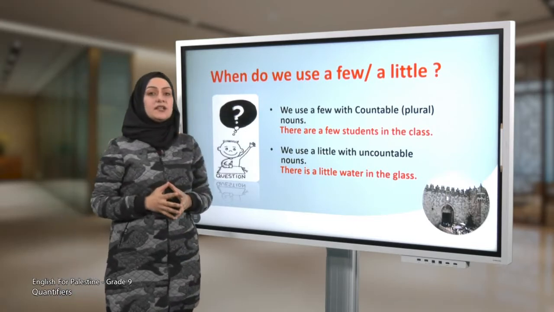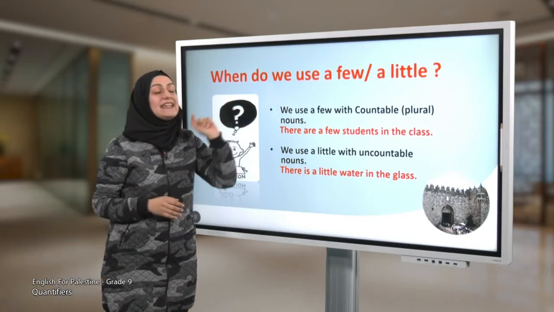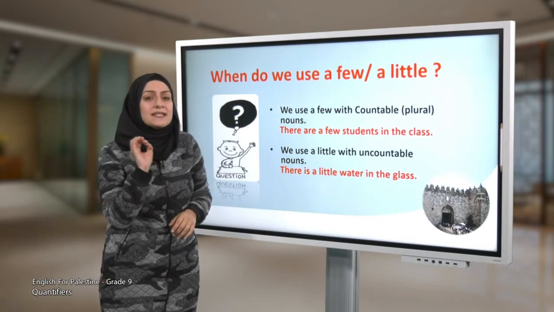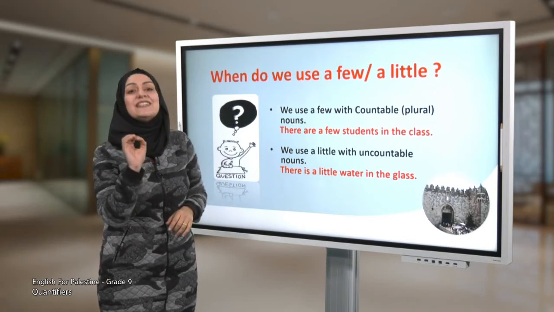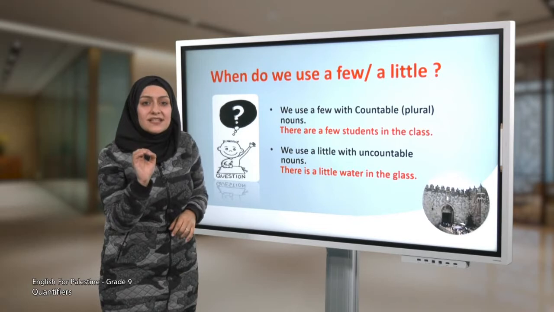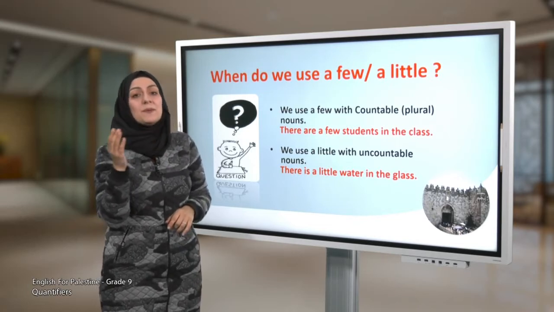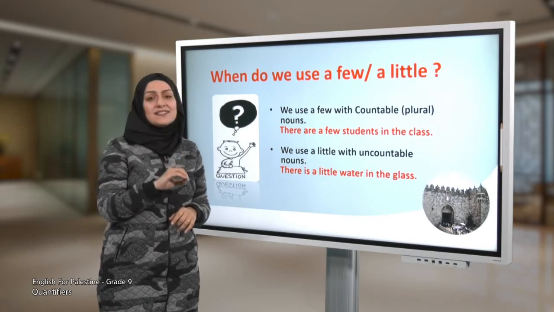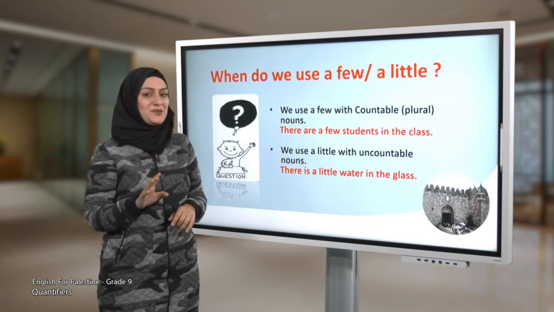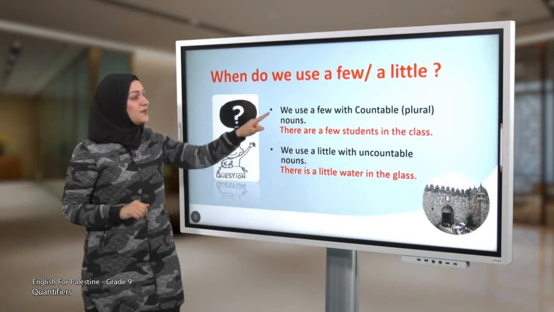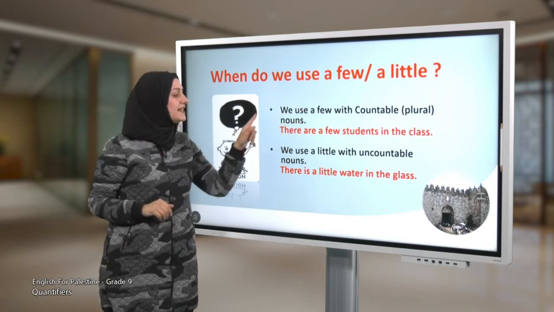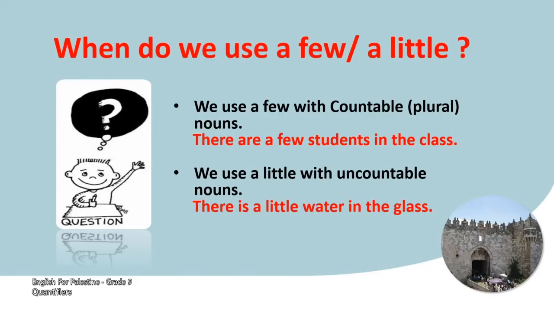Now you are asking yourself, when should I use a few and a little? I will tell you that simple secret. A few is the opposite of many, and a little is the opposite of much. This means a few is used with countable plural nouns, and a little is used with uncountable noun. Okay, so we use a few with countable plural nouns. For example, there are a few students in the class. And we use a little with uncountable nouns. There is a little water in the glass.